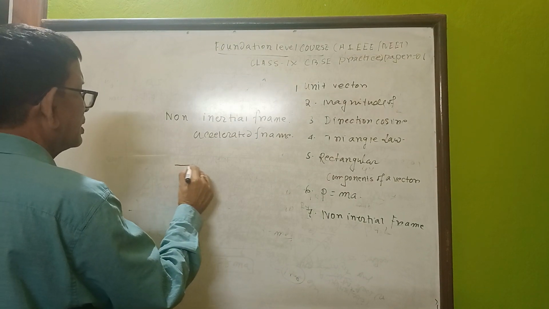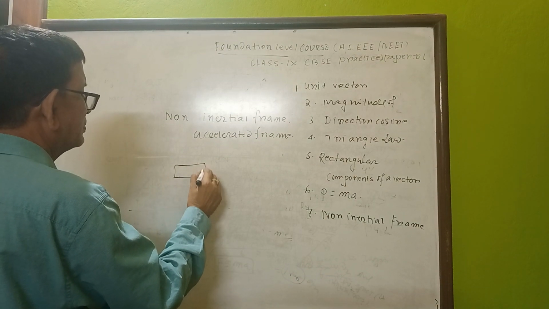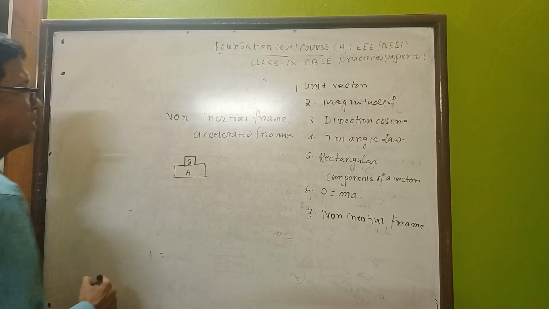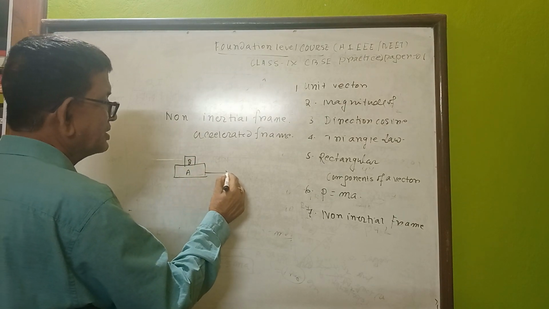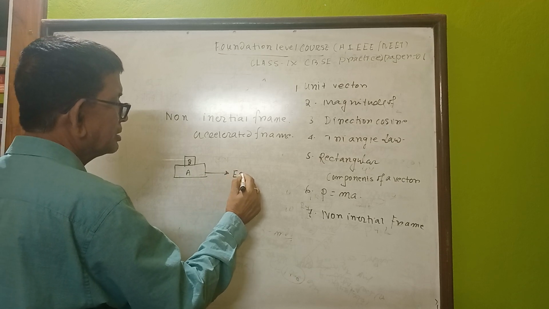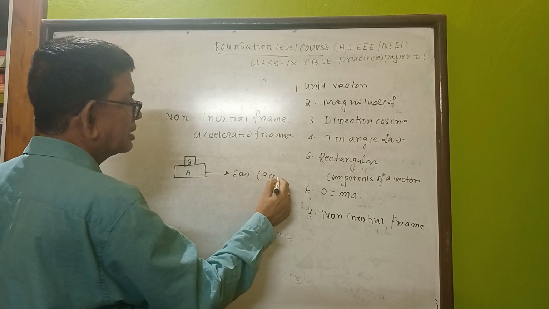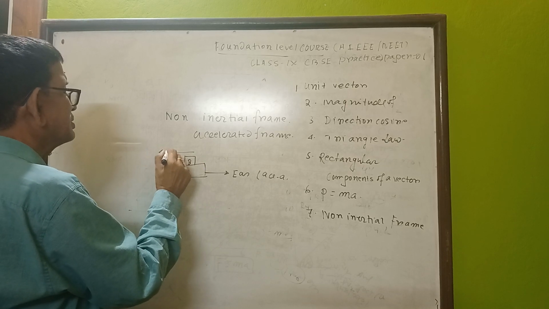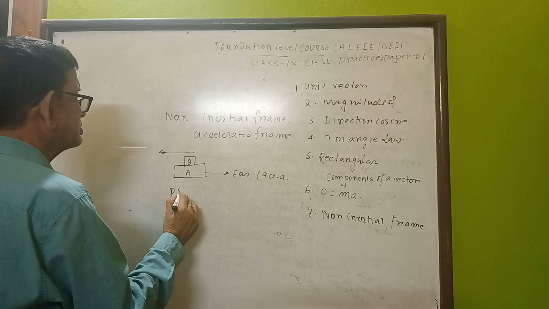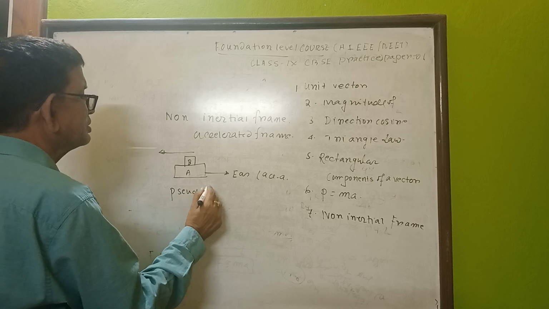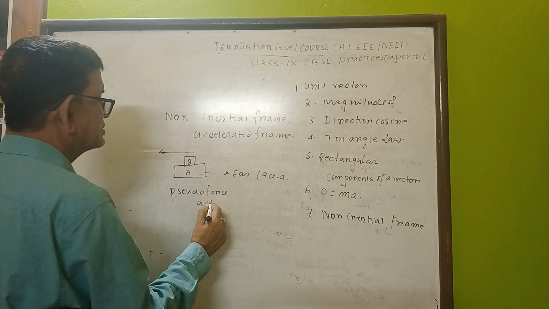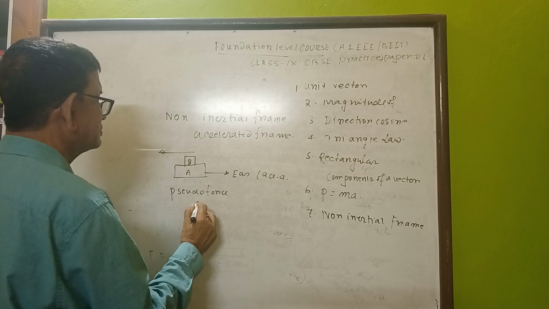Suppose A is a body, B is another body placed on A. When A is accelerated towards east with acceleration a, then the pseudo acceleration of B will act opposite. The pseudo force, or pseudo acceleration, will act opposite to the acceleration.